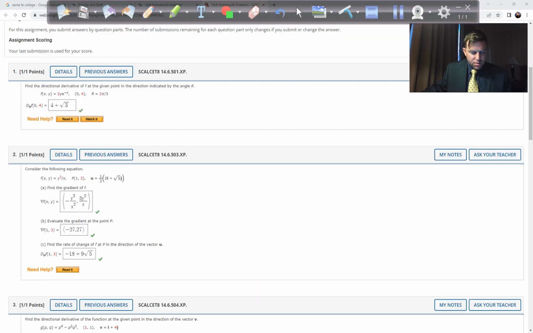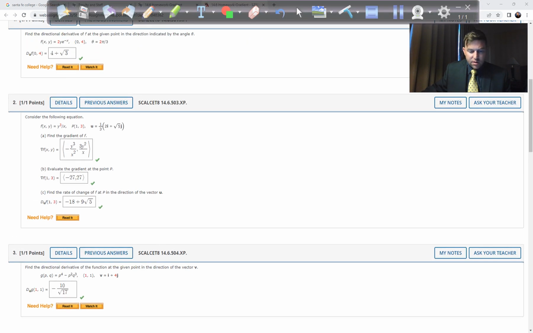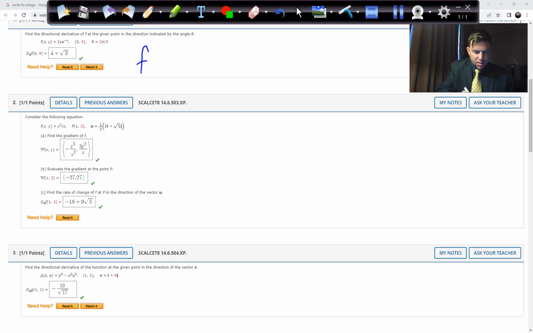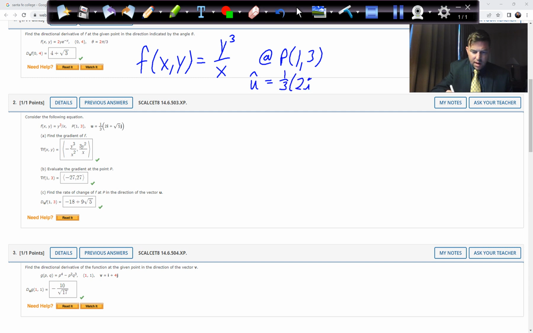Okay, problem 2 says consider the following equation. f(x, y) is y cubed over x, and we're doing it at the point (1, 3) with a unit vector given as 1/3 times 2i plus root 5 times j.